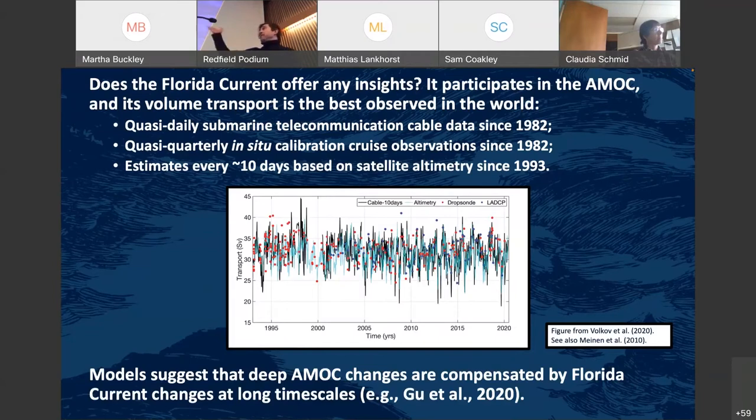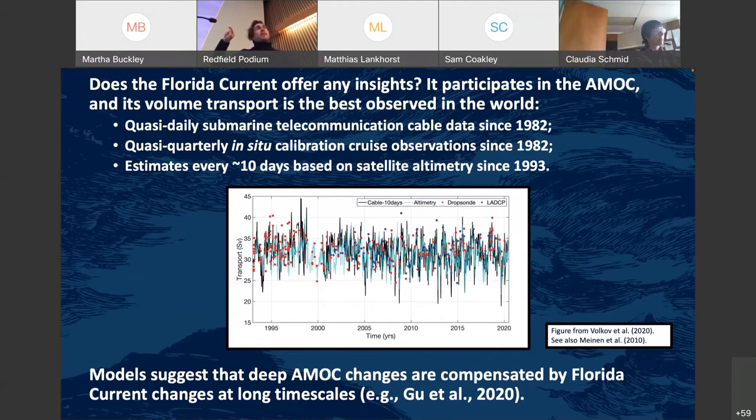This is just a figure from Dennis Volkov's paper in 2020 that exemplifies how many measurements we have of this current. We've got almost daily cable-based measurements going back to March 1982. We have quasi-quarterly calibration cruises going across the Florida Straits since that same time. And as Dennis has argued in this paper, since the launch of altimetry in 1993, we also have sea surface height-based estimates of the change.